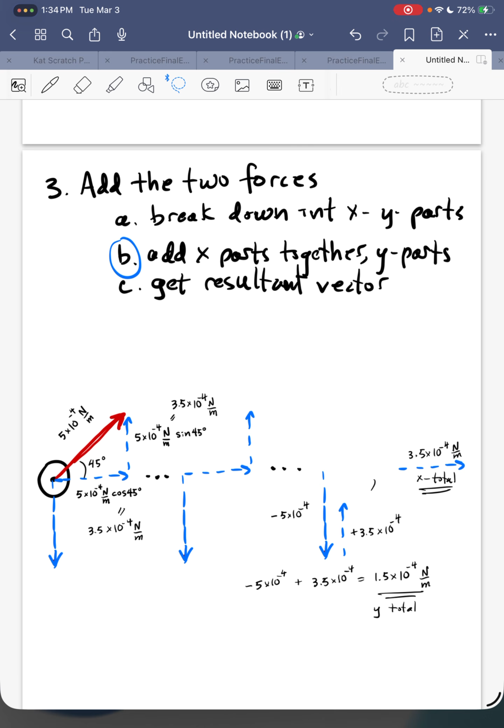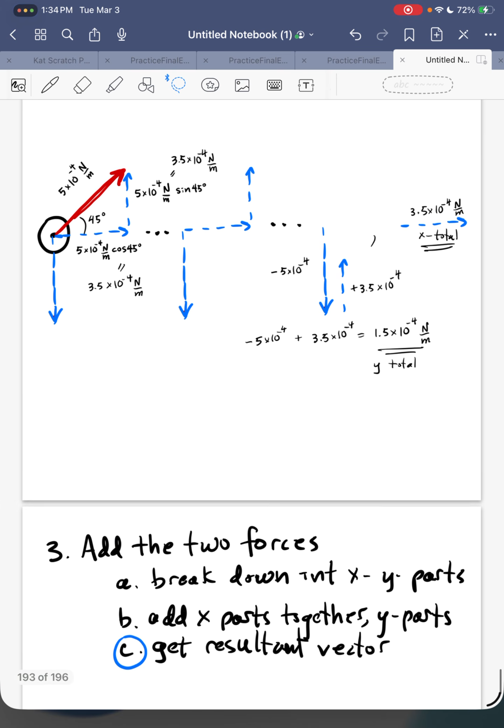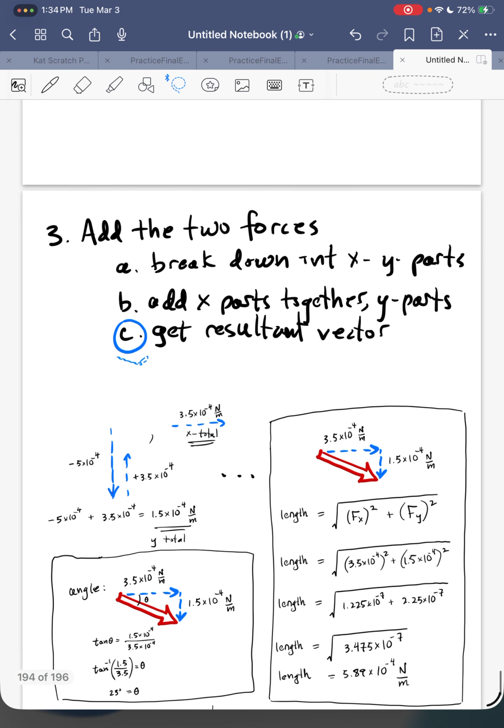And now for the x, I don't have to worry about anything because there is no competing thing. There's only one part that's going in the x direction. That's 3.5 times 10 to the minus 4th. So we get that. So now let's get the resultant vector. Let's do this. Okay, so that's this part.